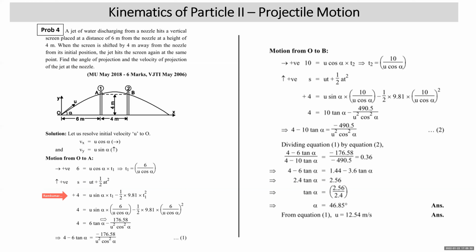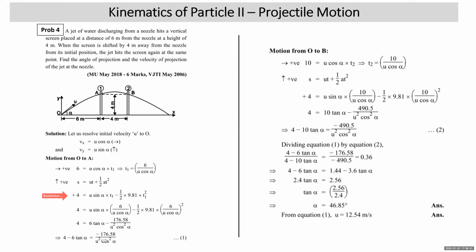Here you need to simplify this entire equation. As u gets cancelled, it becomes 6 tan alpha. Here just use your calculator. You'll get 4 is equal to 6 tan alpha minus 176.058 upon u square cos square alpha. Rearrange the terms for simplification. Now I have taken 6 tan alpha to the left hand side, so it becomes 4 minus 6 tan alpha is equal to minus 176.58 upon u square cos square alpha.